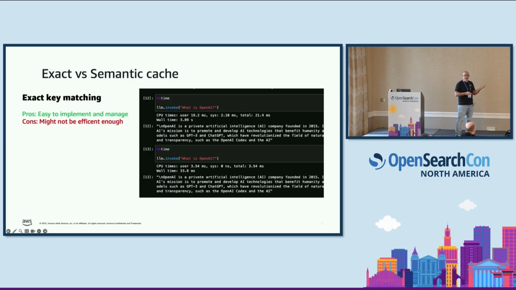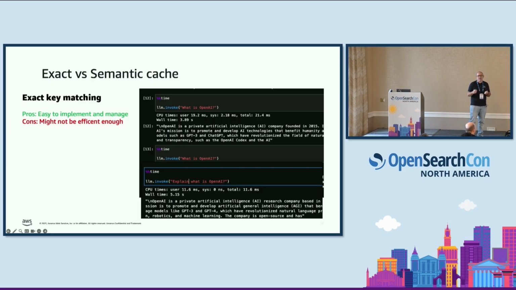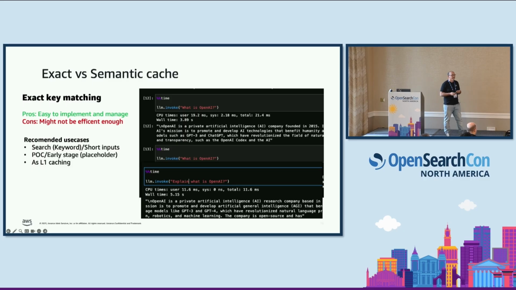The main drawback of this type of caching is that it's enough for somebody to introduce an extra space, and that's going to result in a cache miss. And then we would need to invoke the LLM again, and the response is again going to be, in this case, 5 seconds. So the pro of this approach is obviously it's very, very simple to implement, but it might not be very effective.